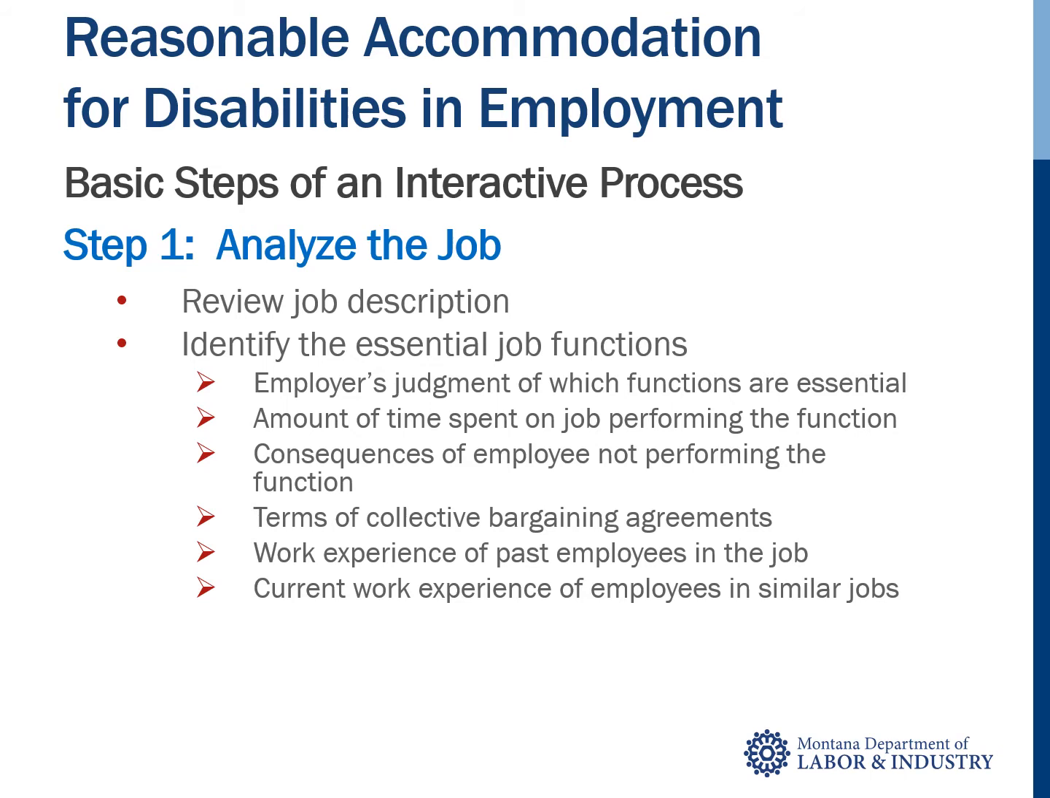Job restructuring includes the redistributing of marginal functions or an altering of when or how an essential or marginal job function is performed. If an employer offers a job restructuring as a reasonable accommodation that eliminates some marginal functions of a job, the employer may require the employee to take on other replacement marginal functions that they are capable of performing with their disability. Some of the factors in differentiating an essential function from a marginal function include the employer's judgment of which functions are essential, the amount of time spent performing the function, the consequences of the employee not performing the function, the terms of the collective bargaining agreements that may exist, the work experience of past employees in the job, and the current work experience of employees in similar jobs.